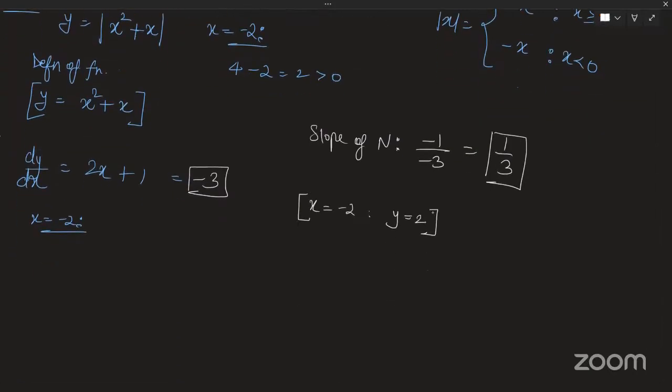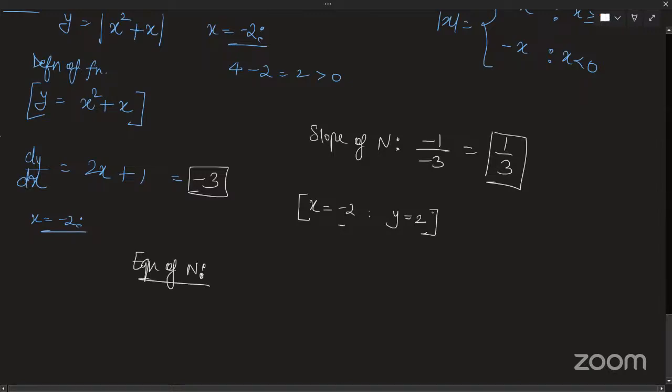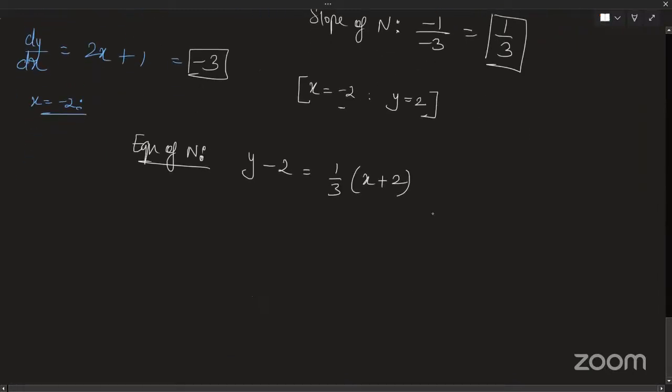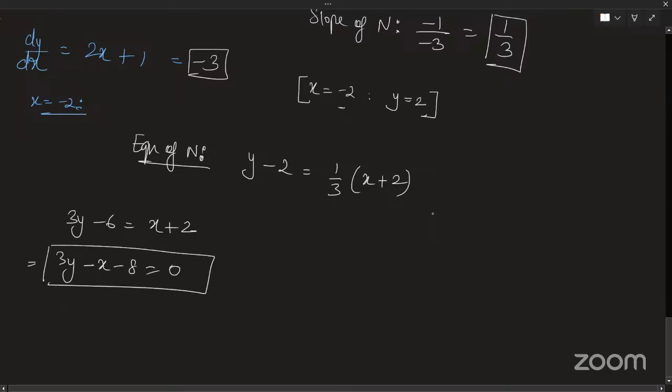So basically, I have this point minus 2, 2, and I know the slope of normal. Can you tell me what will be the equation of normal? y minus y naught is equal to m times x minus x naught, right? So 3y minus 6 is equal to x plus 2. So 3y minus x minus 8 is equal to 0. Right, everyone? Yes, sir. Okay, great.